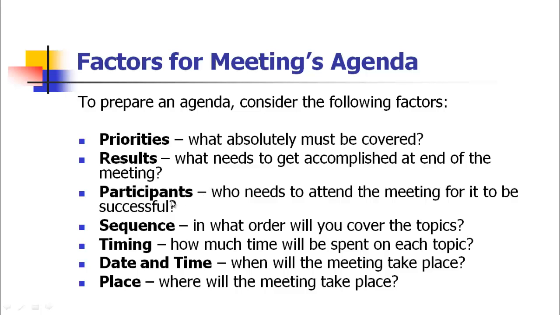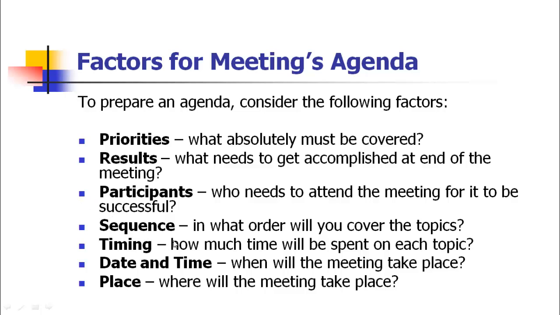Participants. Who needs to attend the meeting for it to be successful? Whenever you are invoking a meeting, you need to figure out who all could be the participants, who all are the stakeholders, who all are going to get involved in these activities, and who should be informed in this meeting. Accordingly, you will be setting your participants list, and then you will be calling them for the meeting. So you need to send a meeting invite to them.